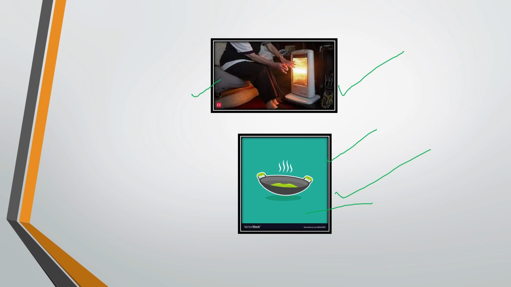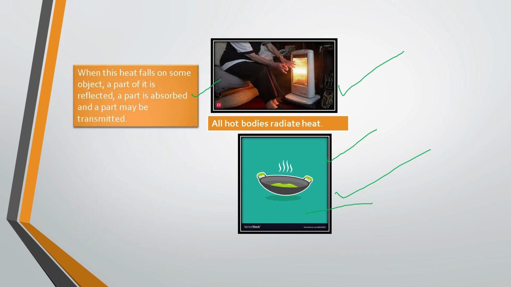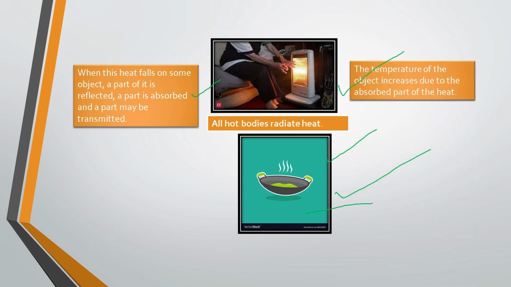Understand? So what we find? We find all hot bodies radiate heat. And when the heat falls on some object, a part of the heat is reflected and a part is absorbed or maybe transmitted. As a conclusion, the temperature of the object increases due to the absorbed part of the heat. Means if any object has absorbed heat, then obviously its temperature will also increase.